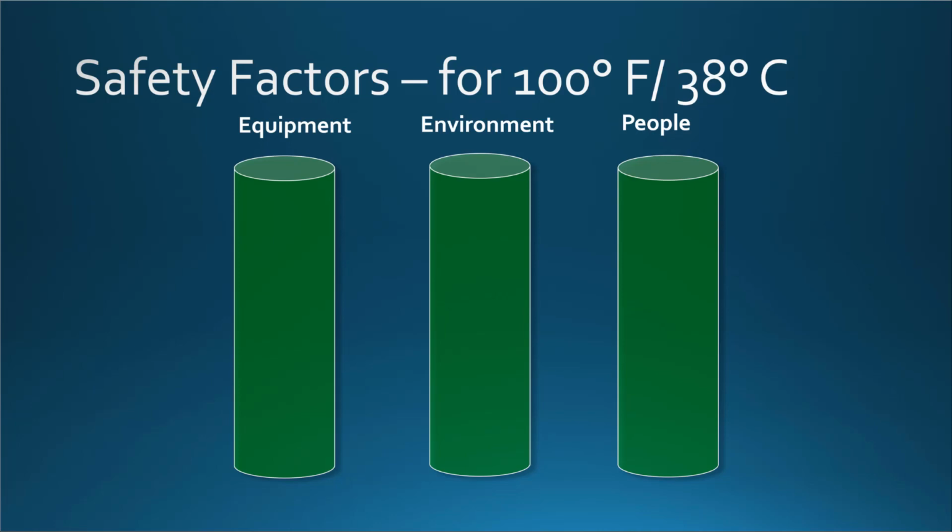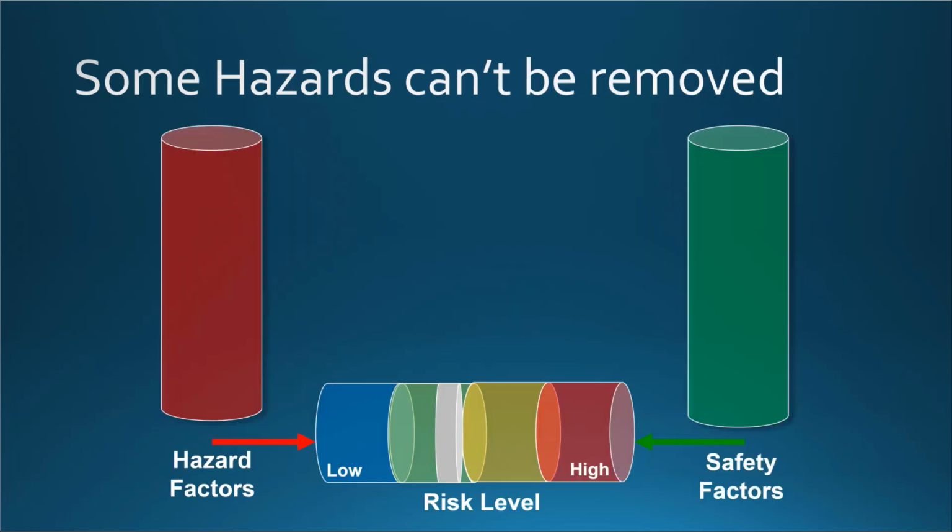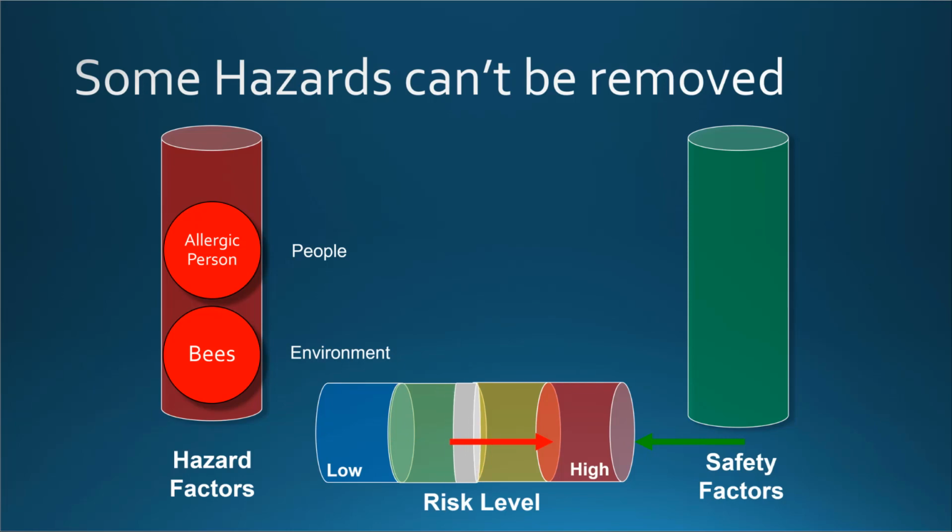So another thing to think about, again, is that some hazards can't be removed. The hazards themselves are just there and you're stuck with them. So let's take a look at an example that's not just for the backcountry, but can happen in any location. Let's imagine that we have bees as an environmental hazard, and we have somebody who's allergic to bee stings as the people or human factor hazard. And so what we know is if we combine those two things, we're going to push our risk level potentially way high because the severity is potentially life-threatening.